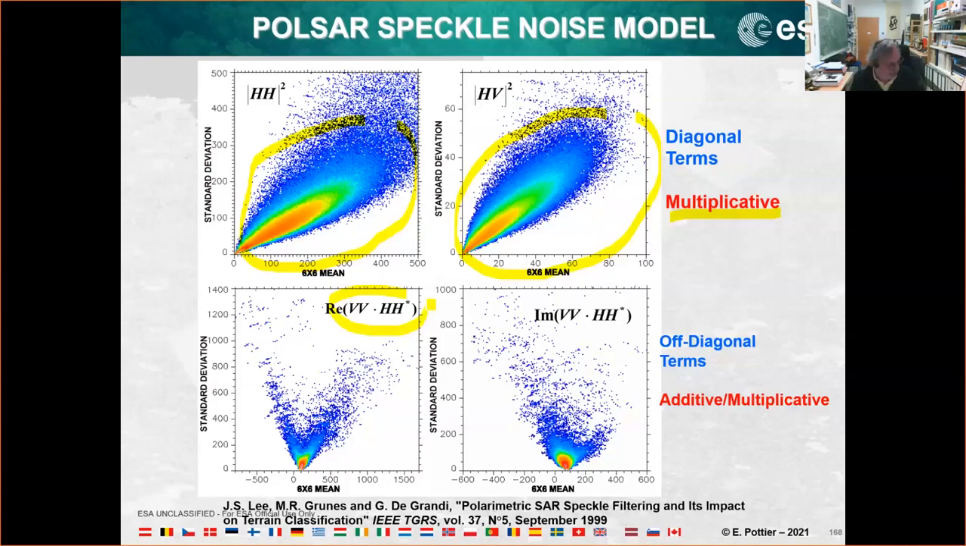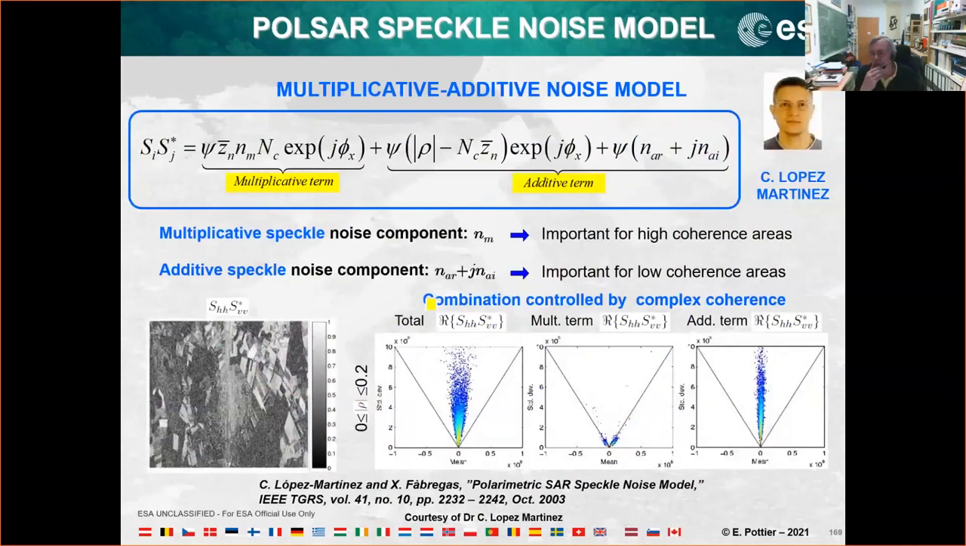And only one person, Carlos Lopez Martinez from UPC, the Polytechnic University of Catalonia in Barcelona, did his PhD on this topic. He succeeded in introducing a model which is a mix between a multiplicative term and an additive term. We continue to work on that. So it is a very, very important point, from a research point of view and from a polarimetric point of view, that we have to continue to work on this topic.